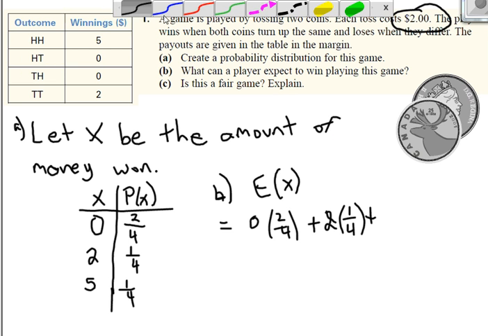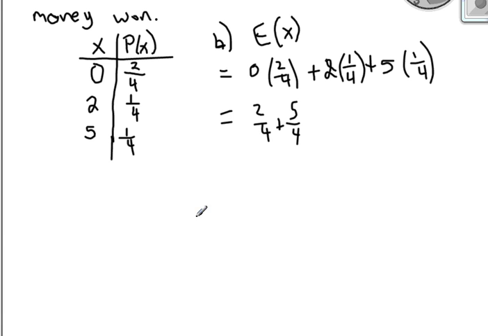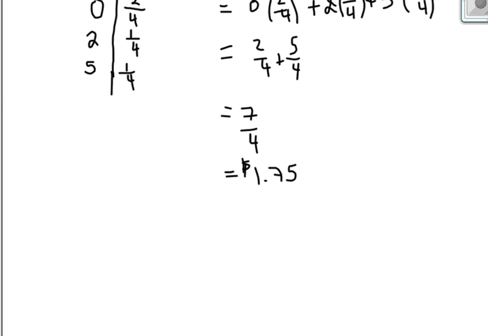Plus 5 times 1 out of 4. So do the math. I get 2 out of 4 plus 5 out of 4, which is, of course, 7 out of 4. But since it's a question about money, I don't want to leave it as a fraction. That's $1.75. So I can expect that if I played this game 1,000,000 times, on average, I've won $1.75.